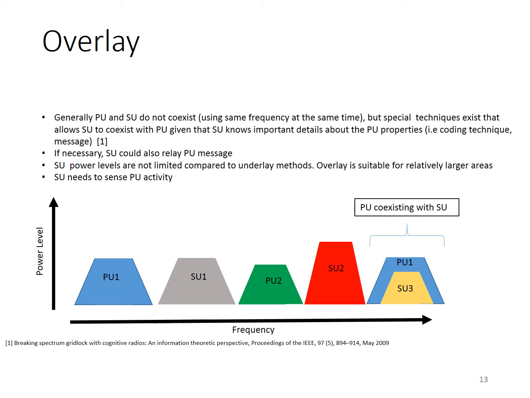The overlay approach involves coexistence of secondary user and primary user based on the secondary user's knowledge of primary user characteristics. This may involve cooperation between secondary and primary users. For example, a secondary user could relay a primary user message. The secondary user is responsible for sensing primary user activity. Overlay does not severely limit the power level that a secondary user can use to transmit, which makes overlay well suited to use in large areas.